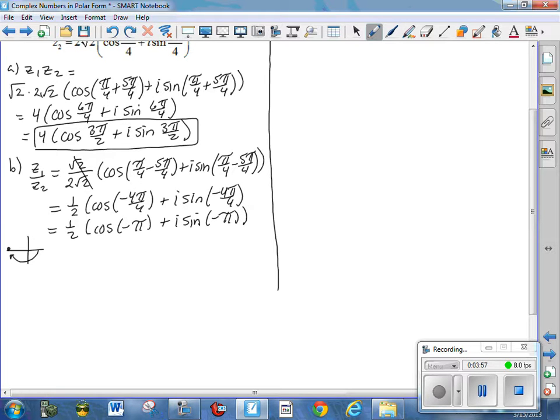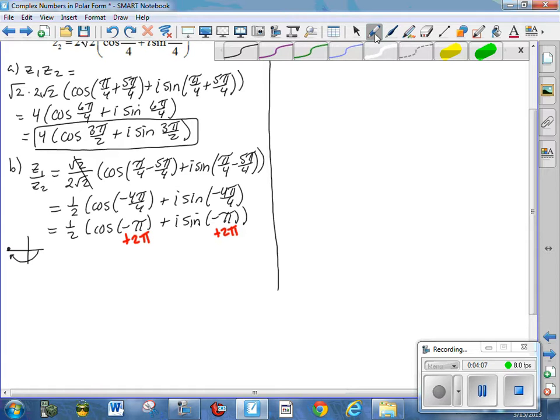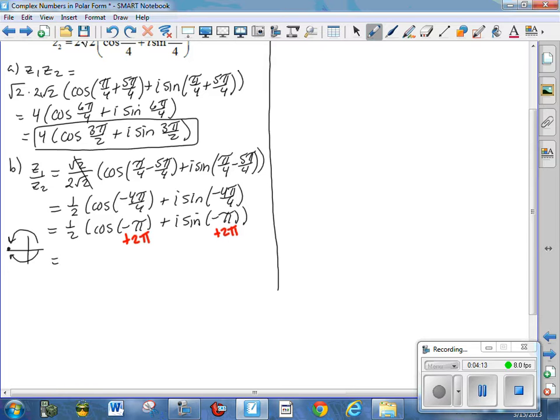If I were to add 2 pi to the angle, I would get the angle pi, and the angle pi is just in the same place. So the equivalent form when I add 2 pi to both of these is just cosine of pi plus i sine of pi. So there's the answer to part B.